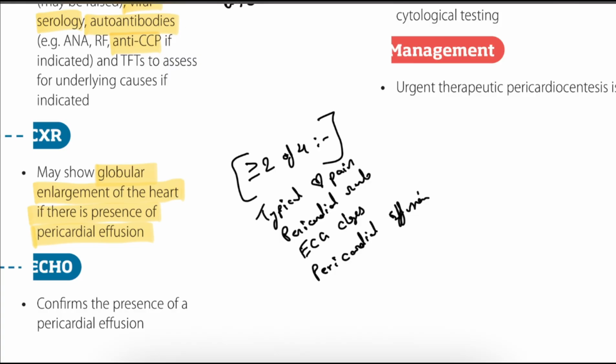In mild cases we can see no effusion. In moderate cases we can see small or moderate effusion. In severe cases we can see large effusion. In critical cases we can see that is cardiac tamponade.